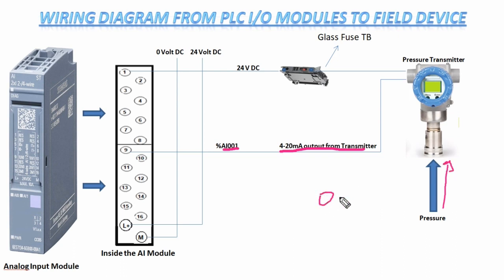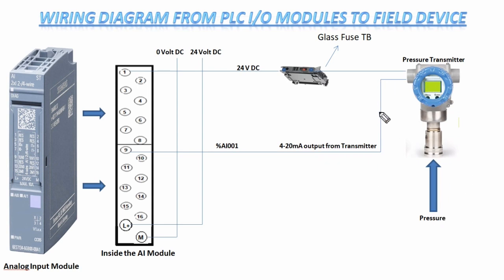Let's understand the 0 to 10 kg pressure. This is the pressure range of this transmitter. When there is 0, no pressure, the transmitter will give 4 milliamps. When the pressure is 10 kg, this transmitter gives 20 milliamps. So accordingly this transmitter will act. It basically depends on the field parameter.